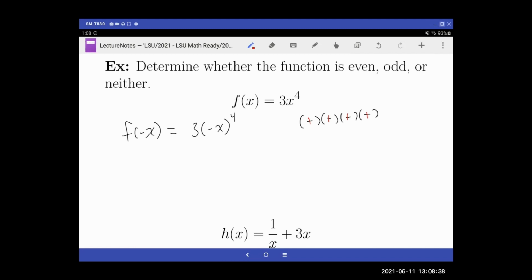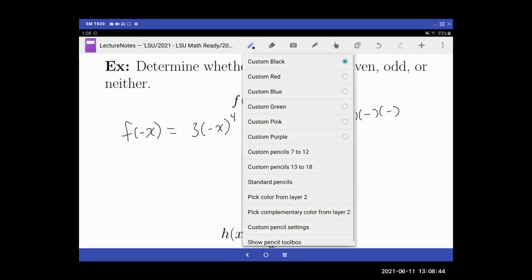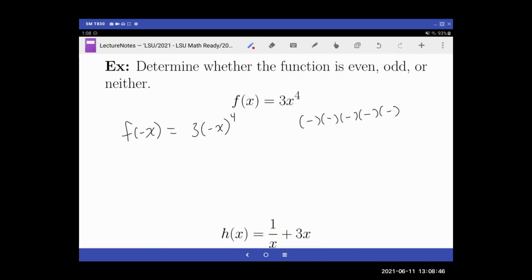to be positive. If you have an odd number of negatives, so let's say this was negative x to the fifth power, there'd be a positive there, there'd be a positive there. This one does not get canceled out, so the result would be negative. All right, I felt like I should probably go over that real quick.